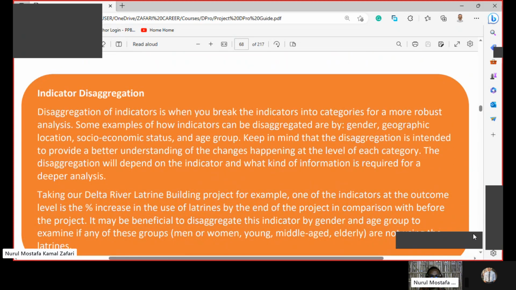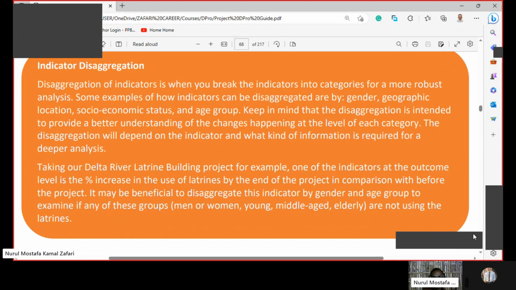a deeper analysis, taking our Delta River latrine building project, for example. One of the indicators at the outcome level is the % increase in the use of latrines by the end of the project in comparison with before the project. It may be beneficial to disaggregate this indicator by gender and age group to examine if any of these groups, man or woman, young, middle-aged, elderly, are not using the latrine.